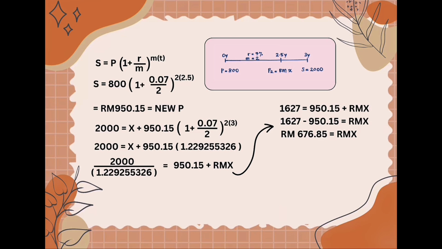We are not done there yet because it was stated that after 2.5 years, Yong also added another deposit, which will be the unknown amount that we labeled as X. Now you have to find the value of the second deposit. That will be 2,000 equals X plus 950 ringgit 50 cents in the bracket of 1 plus 0.07 over 2 power of 2 times 3. After all the calculation, you should get 676 ringgit 85 cents as the second deposit value.